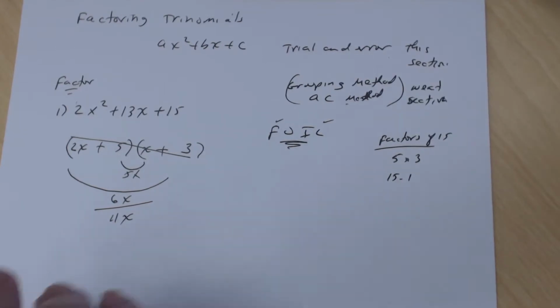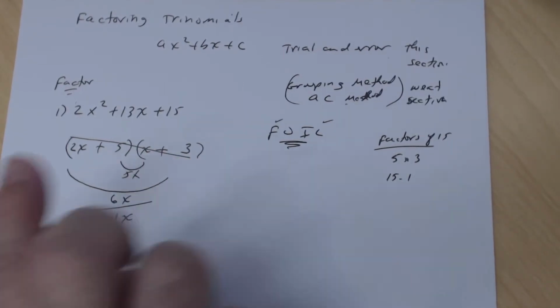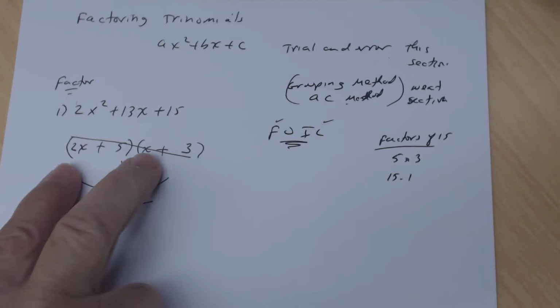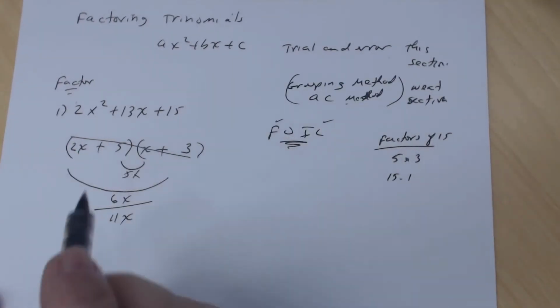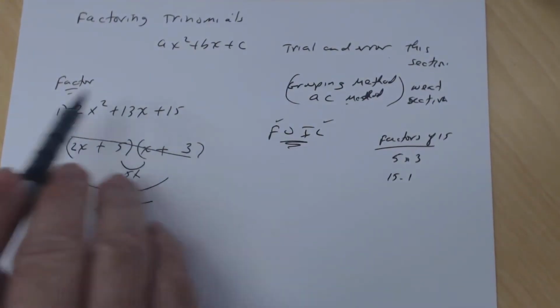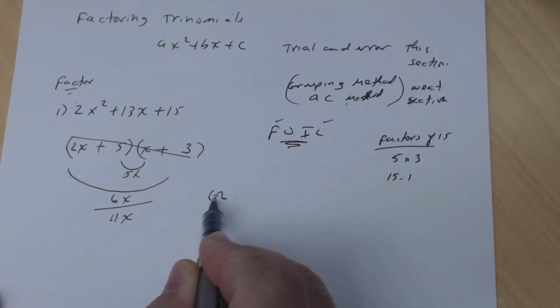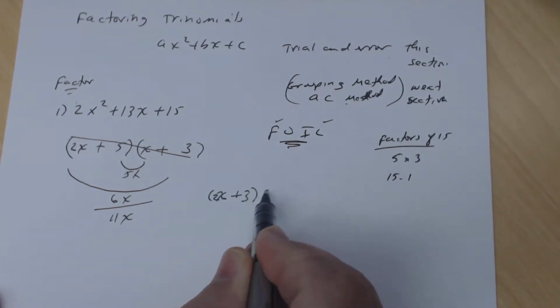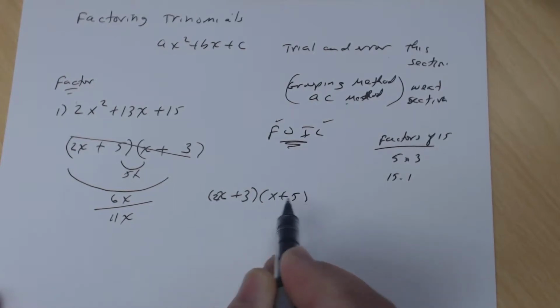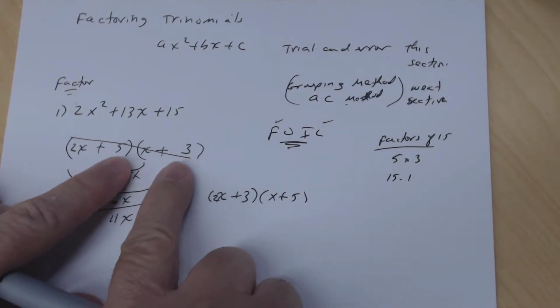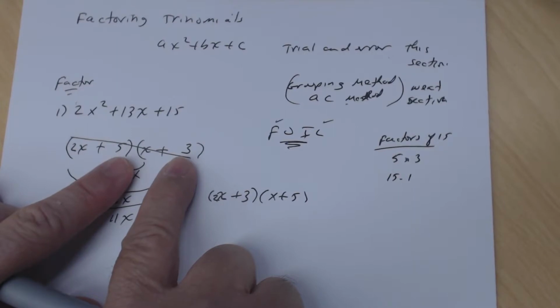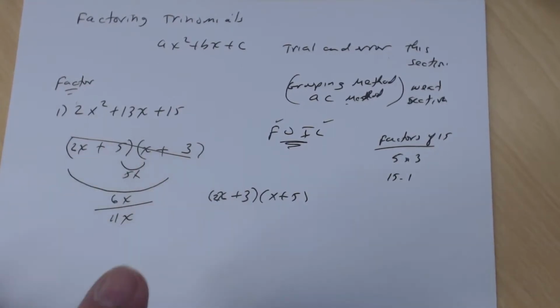So now let's try this. Let's try switching the 5 and the 3. So remember, trial and error. So I tried this. It did not work. I got an error. So let me try another one. So let's try this one. I'm going to say 2x plus 3 times x plus 5. See, all I did was just switch the last terms. All right, so let's see what happens.